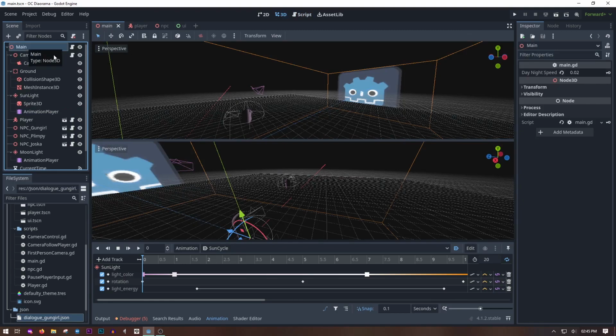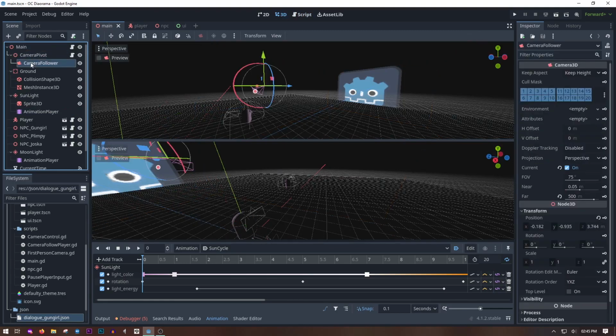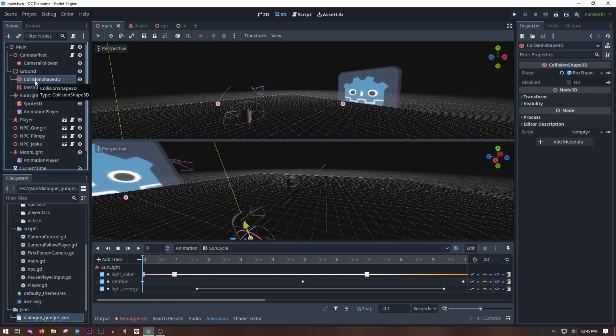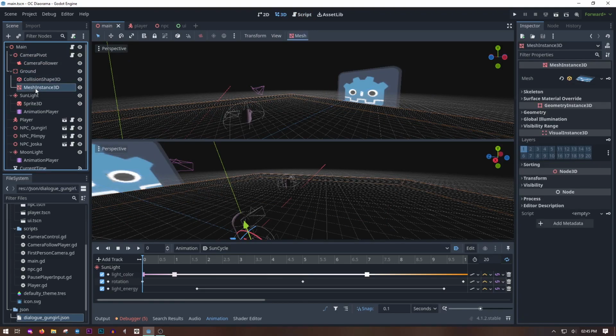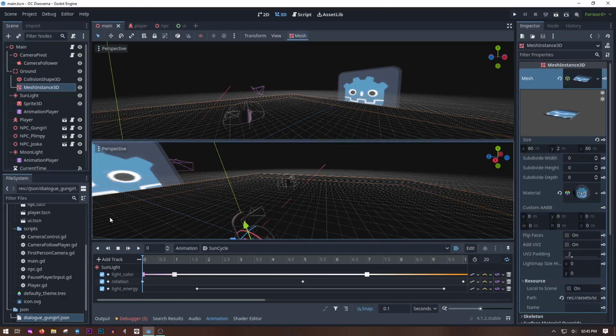We got the main, and inside the main we got the camera pivot and the camera follower. We'll go over that in a minute. We got the ground, the collision shape, the collision hitbox, and the mesh instance, which is the visuals, and I've given it the default Godot icon as the texture, just so I can see what it looks like.